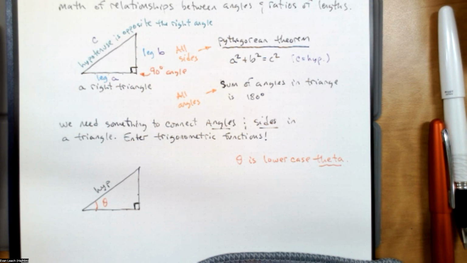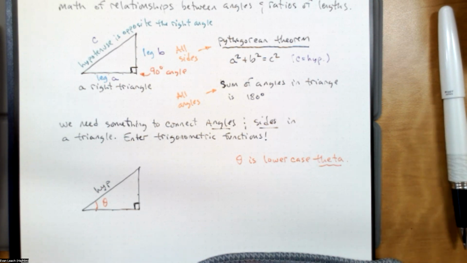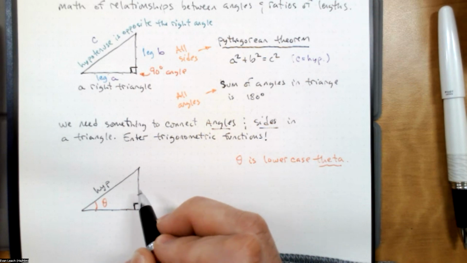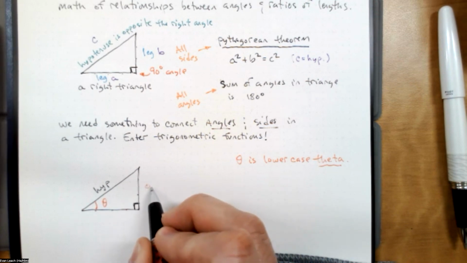Now, the theta is not going to be the right angle. The right angle and the hypotenuse, they're already a thing. But I'm going to say this angle down here is called theta, and this is going to give me names for the other two sides relative to theta. What is this vertical leg? Here's theta. What do we call this one? Opposite, because this is going to be opposite theta.